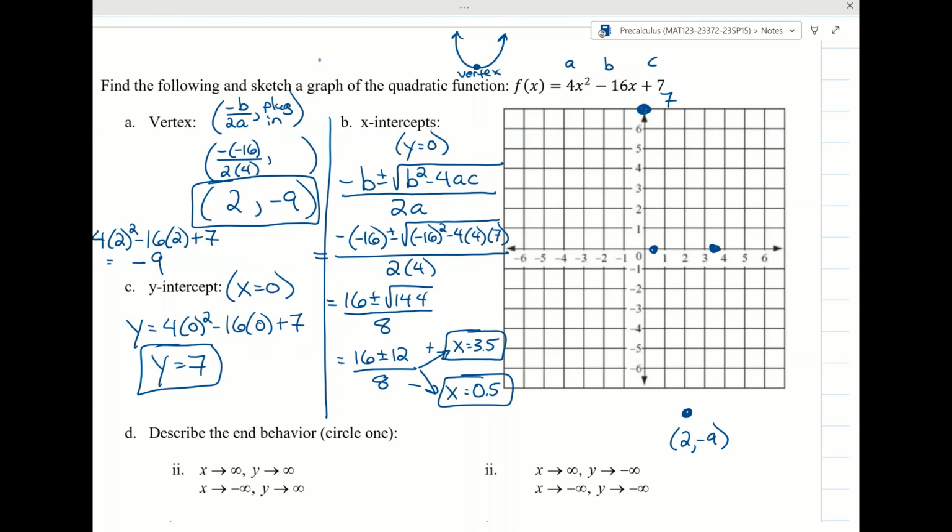And then remember, this was a parabola. So we're just going to draw a really narrow parabola like that.